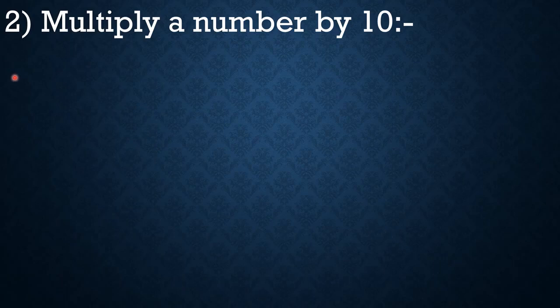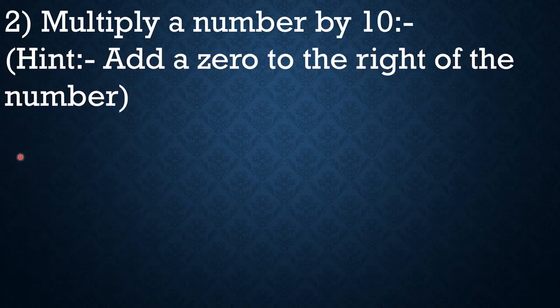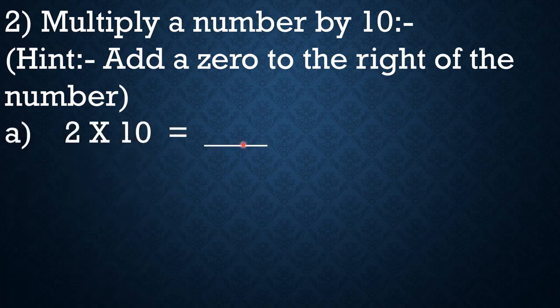Now in question number 2, we have to multiply a number by 10, and when we multiply a number by 10, we have to add a 0 to the right of the number. Let's see. Here in A part, 2 multiplied by 10 is equal to dash. So here the number is 2, and now we will add 0 to the right of the number. So the number becomes 20.